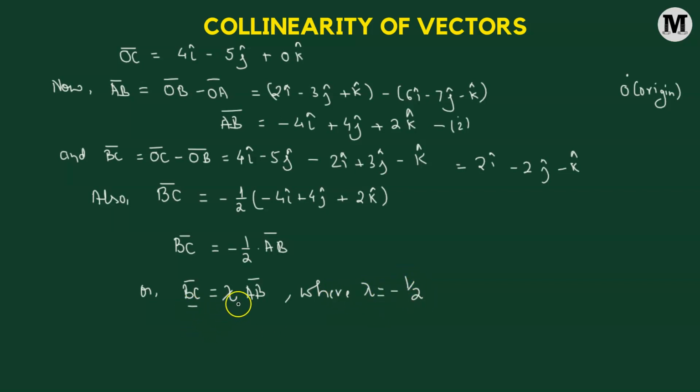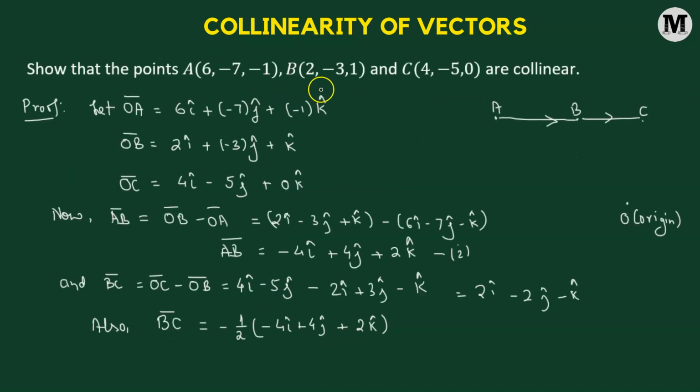And whenever we have a vector expressed in this particular format, this simply tells us that the 3 points A, B, and C must be collinear. So we have successfully verified that A, B, and C are indeed collinear. Hence proved.